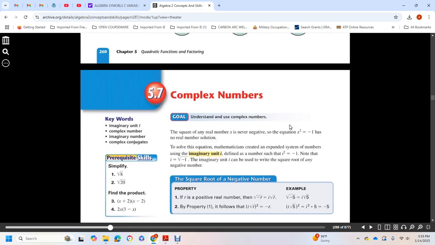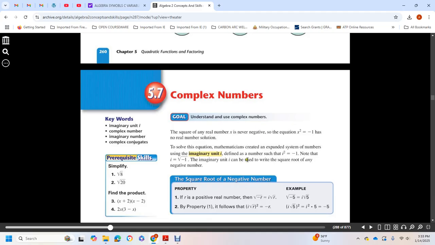Alright, 5.7, complex numbers. Goal: to understand and use complex numbers. The square of a real number x is never negative. So the equation x squared equals negative 1 has no real number solution. Mathematicians created an expanded system of numbers using the imaginary unit i, defined as a number where i squared is equal to negative 1. Note that i equals the square root of negative 1.